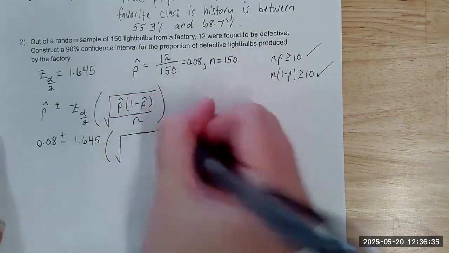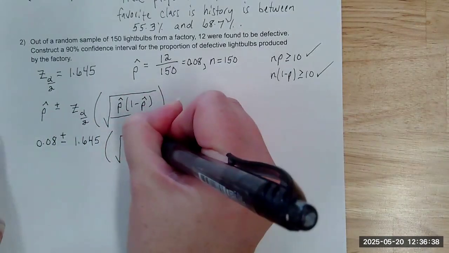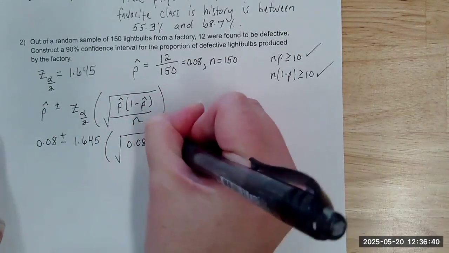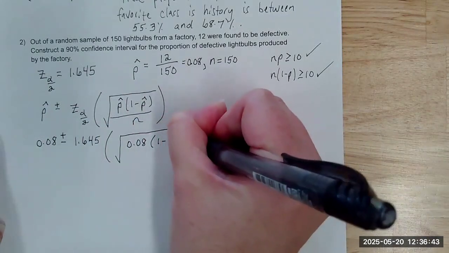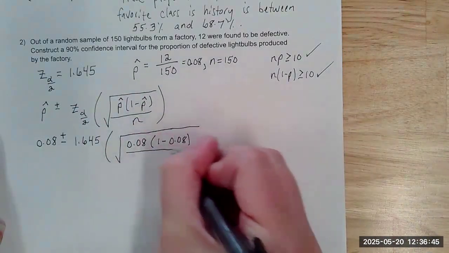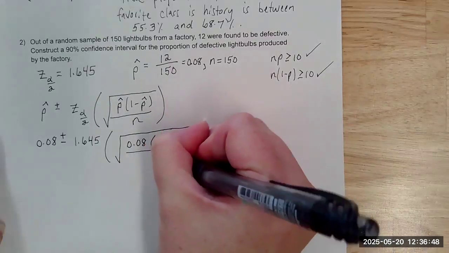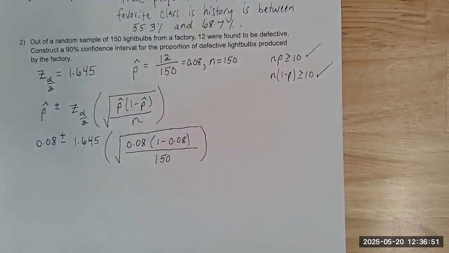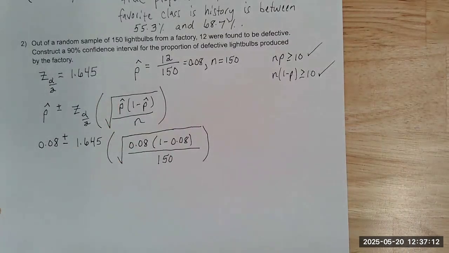And then we're going to plug in our p hat times our 1 minus p hat, which was 0.92, and we're dividing by our n, which is 150. So we'll see if Jen can remember to hit the square root button this time. Okay. 0.08 times 0.92 divided by 150. That number needs to go under the square root. And I'm going to multiply it by 1.645.